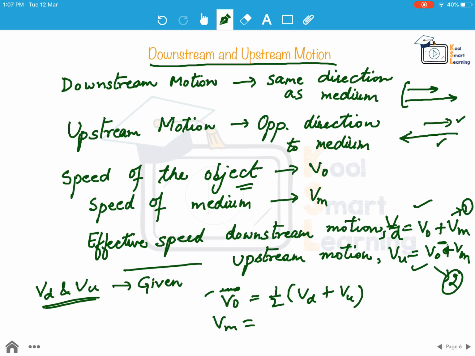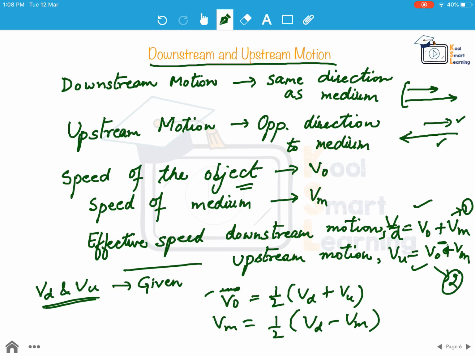And Vm, if we subtract Vu from Vd, because Vu is definitely lesser than Vd, we get that is equal to 2 Vm. So Vm becomes half of Vd minus Vu. So if any two out of these four speeds are given to us, we can find out the other two.